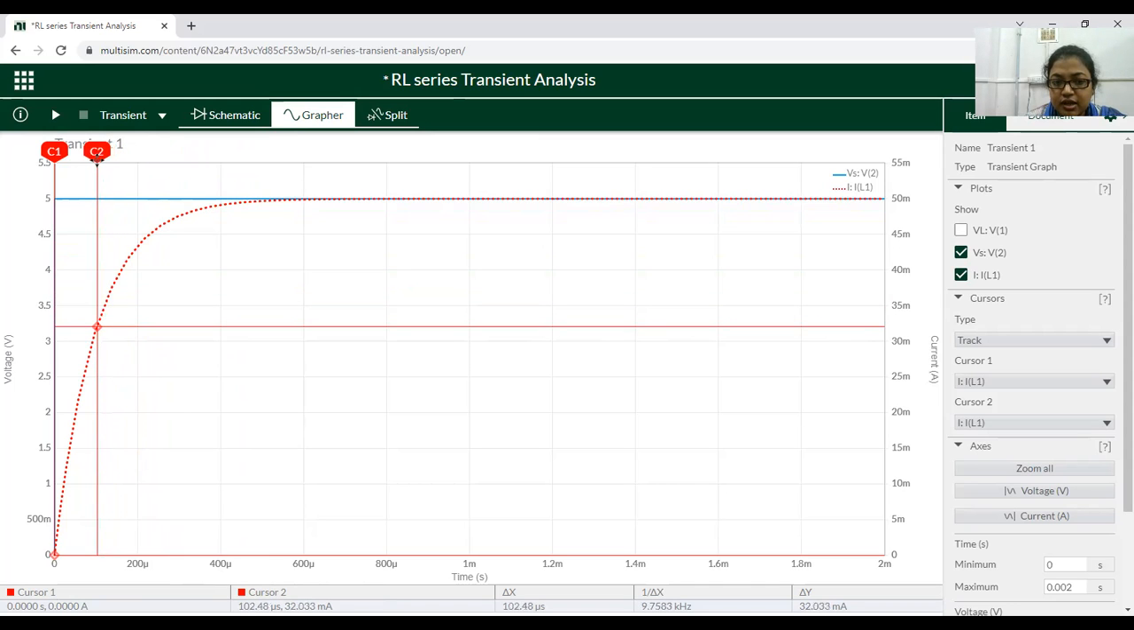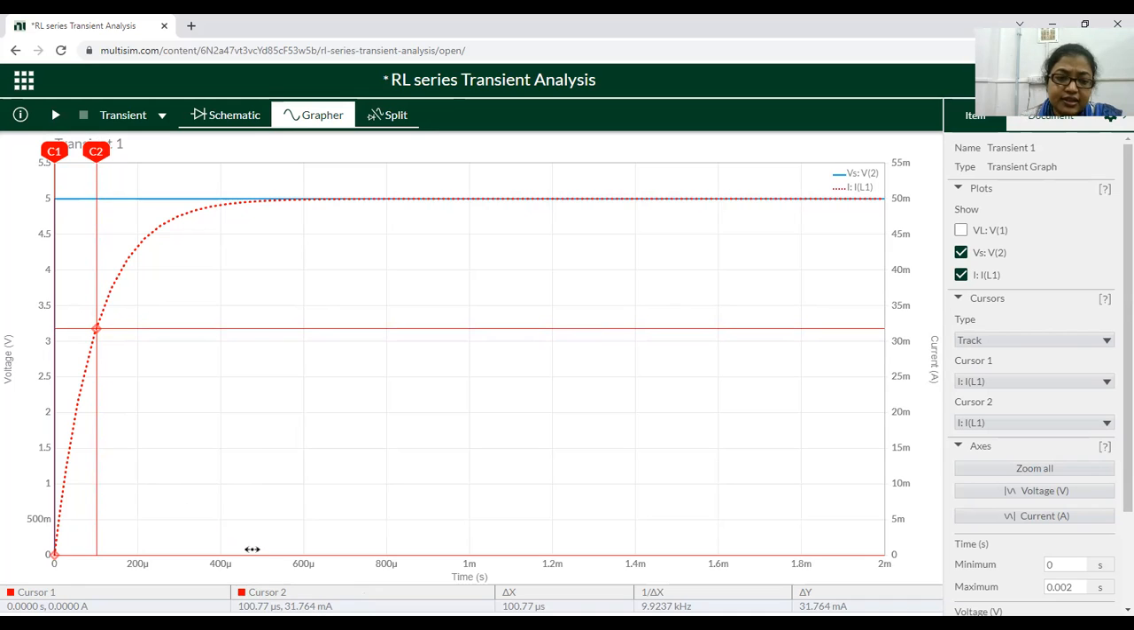Now if I vary it, see, now it's showing 31.7. So if you are able to adjust it accurately, then you will get an accurate answer, or accurate time constant. You can zoom in and set it exactly at 31.6. If you are able to set it at 31.6 milliampere current, then the error will be 0. But here I have set it at 31.7, near to 31.6.